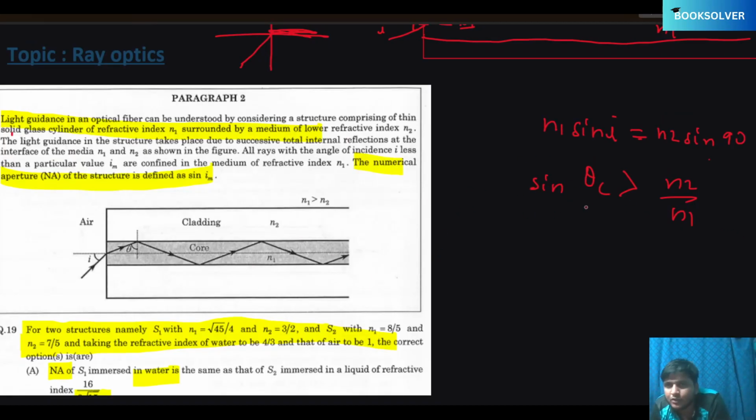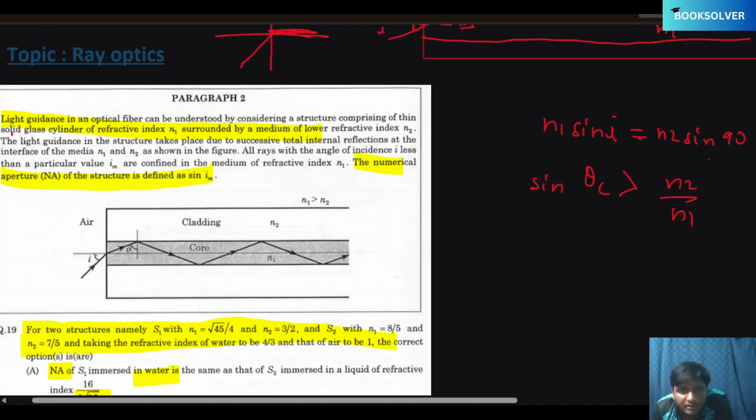So you can see we can write something like this, and now sine theta should be greater than N2 minus N1. Then we will have a condition at this point. I'll show you here.